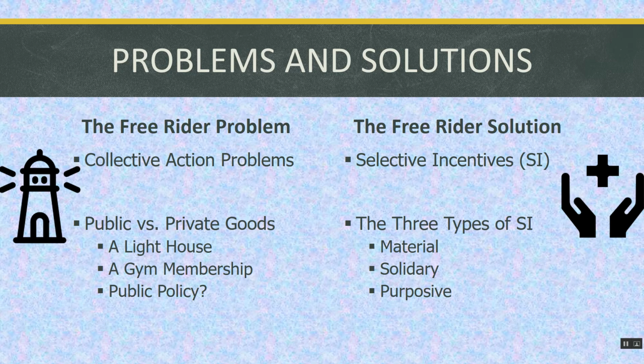They are material incentives, solidary incentives, and purposive incentives, which are sometimes called material benefits, solidary benefits, and purposive benefits. We're going to go through each of these one by one. Material benefits are economic goods or services that individuals receive in exchange for participation in an interest group.